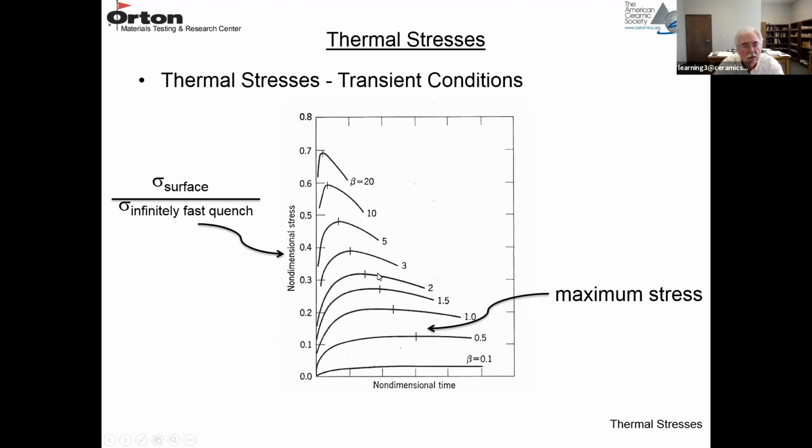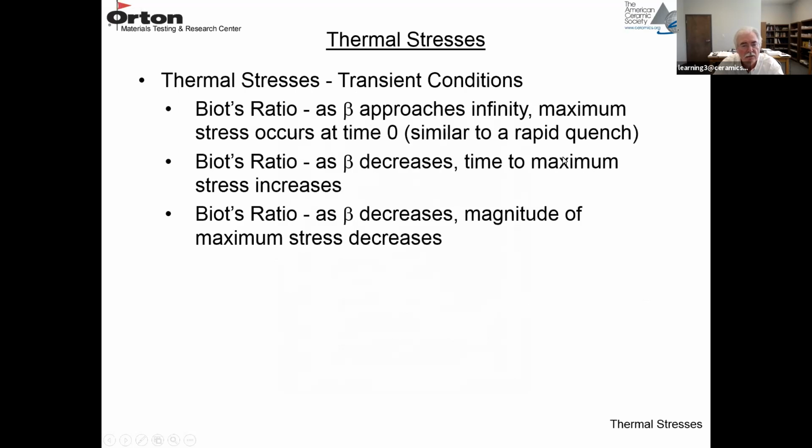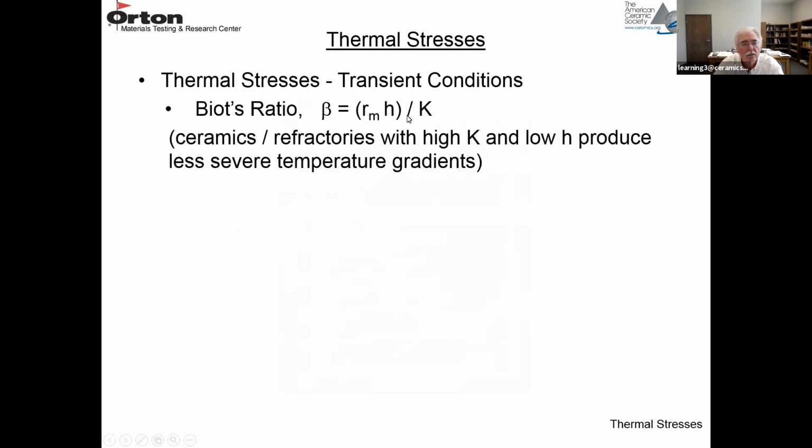So this ratio describes stresses that develop in transient conditions, basically where it's not a rapid quench or a gradual quench at a controlled rate. So beta equals Rm times H divided by K. Ceramics and refractories with high K have low values of beta, and low H, low heat transfer coefficients, have low values of beta. That produces these less severe thermal shock conditions.